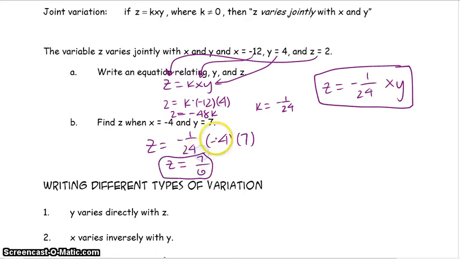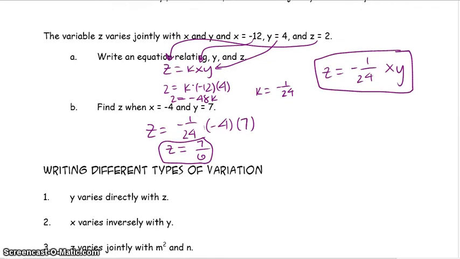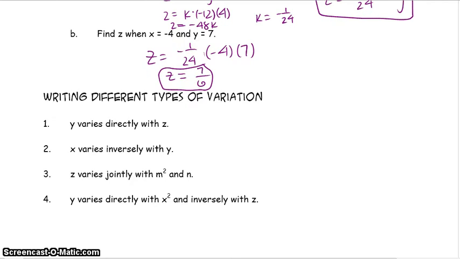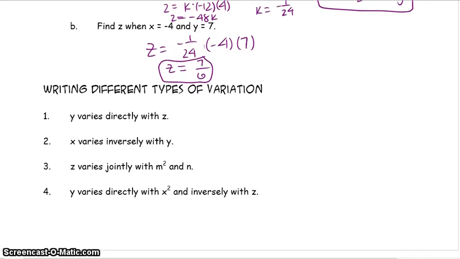Now make sure you can do this on your own, and when you put this in your calculator, you should put parentheses around your negative 1 over 24. Okay? So, for our last bit, it says writing different types of variation. So, this is just practice.